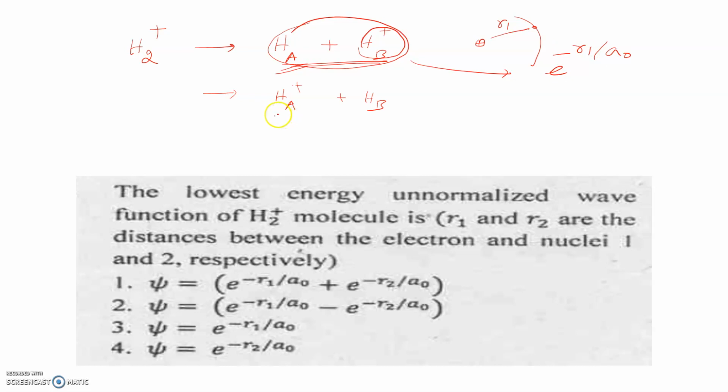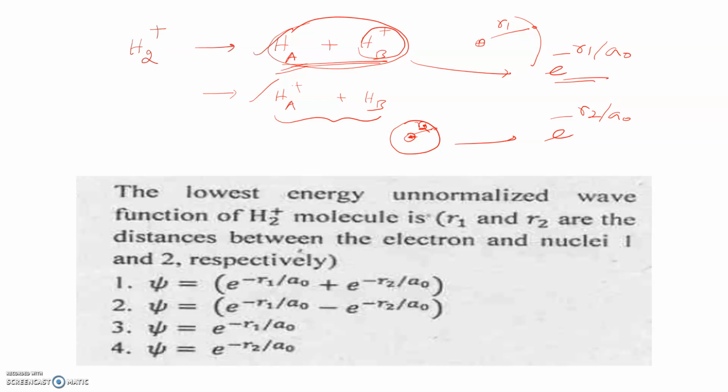Right. Similarly, if you see this case, in this case A is ion and B is a neutral atom. So if you take this case, the distance between the nucleus and the electron, let us assume this distance is R2. So what is the possible wave function? Hydrogenic wave function e power minus R2 by a naught. Now, there are two possible ways you can write the H2 plus ion wave function. So the actual wave function can be given as the linear combination of these two, right?